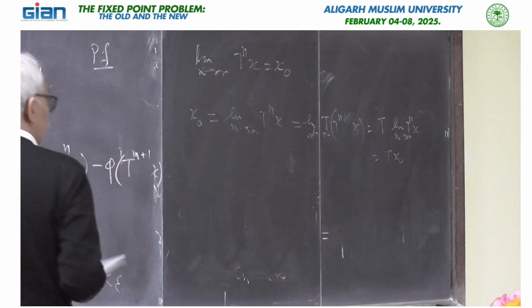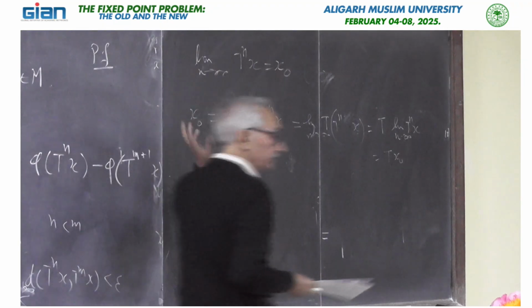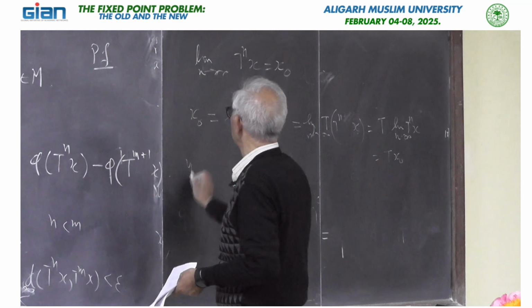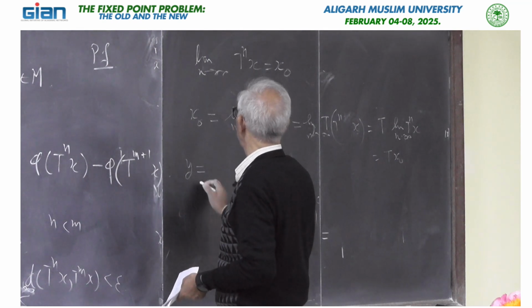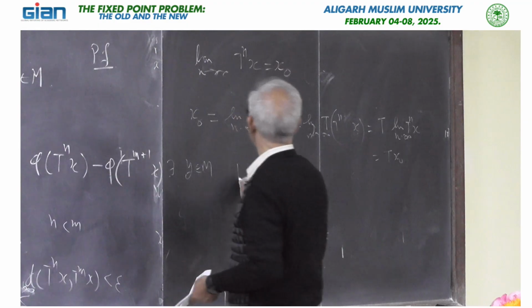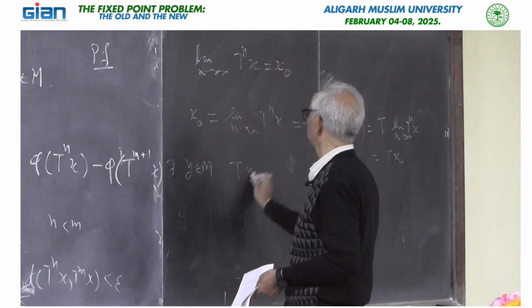Now you need to show that this is unique. So let's suppose that y is another element. So suppose that there exists y in M such that T of y equals y.